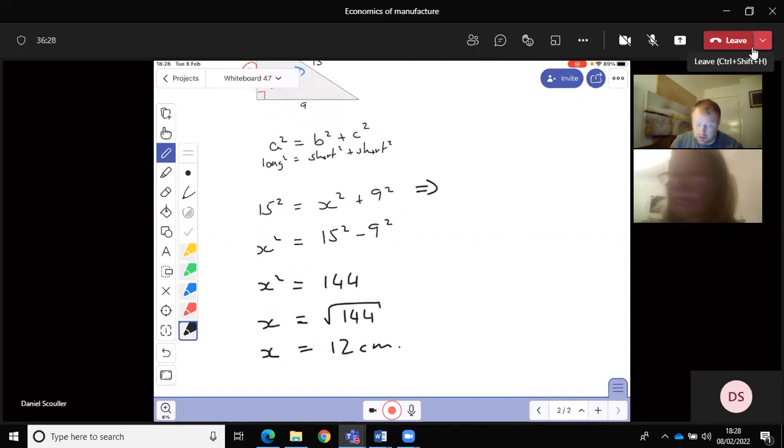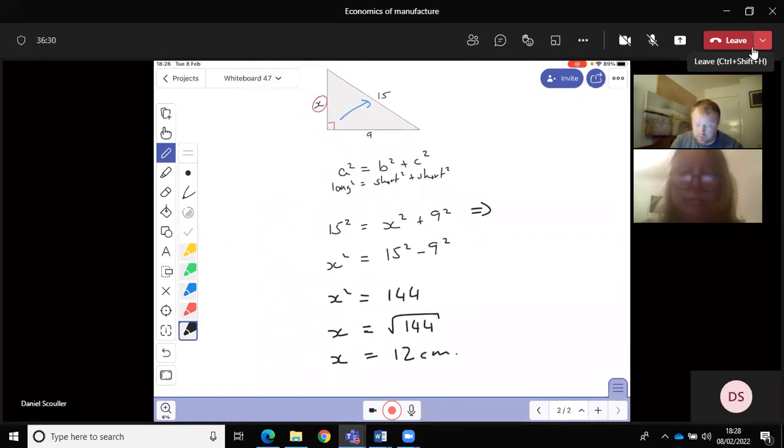So that's the missing side part of it. Be comfortable with that. In Pythagoras questions, you're often not finding the hypotenuse. You're often finding one of the shorter missing sides, and then using that as part of the question. You'll see that later on, but just be comfortable with that sort of rearrangement.